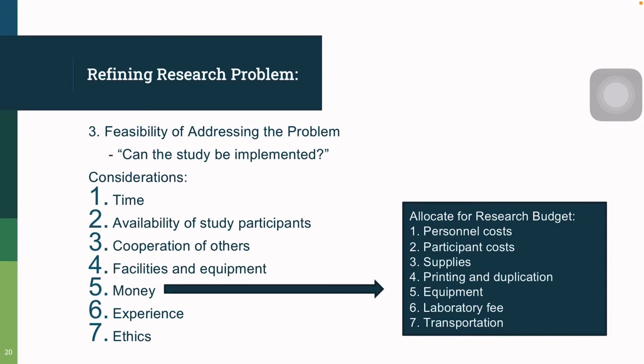And of course, with feasibility, meaning can the study be implemented? So there are a lot of considerations: your time, availability of your study participants, cooperation of others, facilities and equipment. Of course, with money, the research budget would be allocated to personnel costs, participant costs, your supplies, printing and duplications, your equipment, if you have any, laboratory fee, or even your transportation. And then of course the experience of the researchers, and of course ethics.